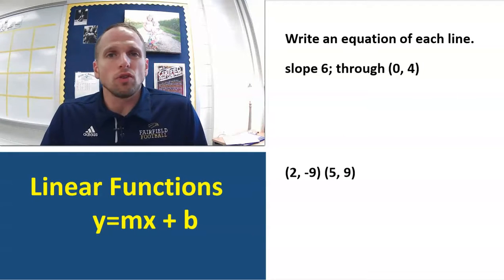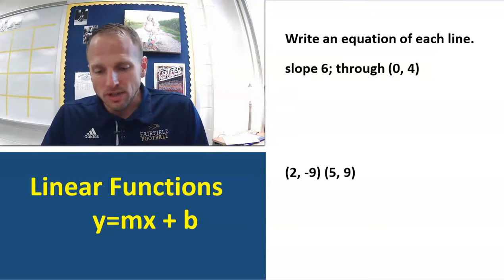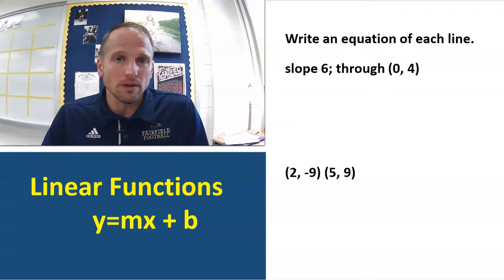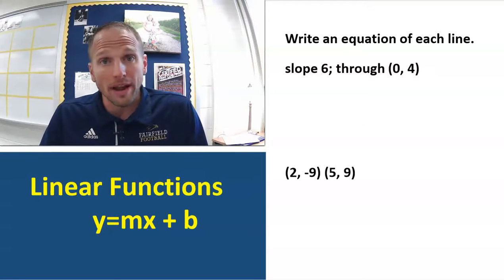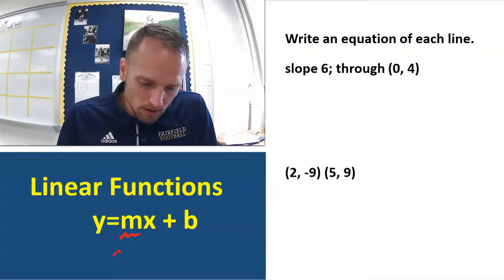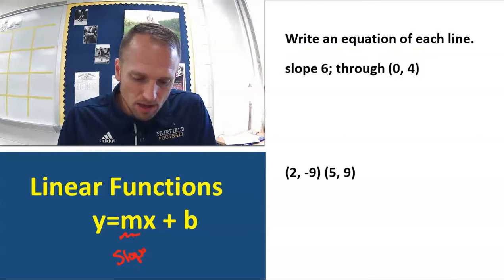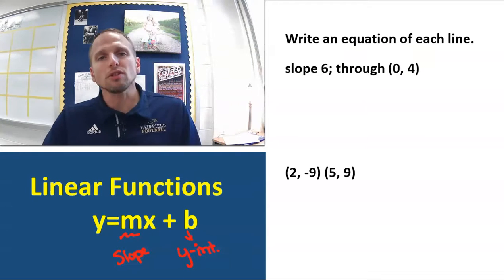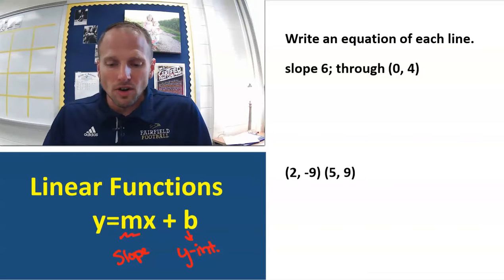The first thing that we're going to do is we need to write an equation of a line. Now we're going to get these into slope-intercept form, which we're familiar with, y equals mx plus b, where m is the slope and b is the y-intercept. All right, m is the slope, b is the y-intercept. Let's get started with this.